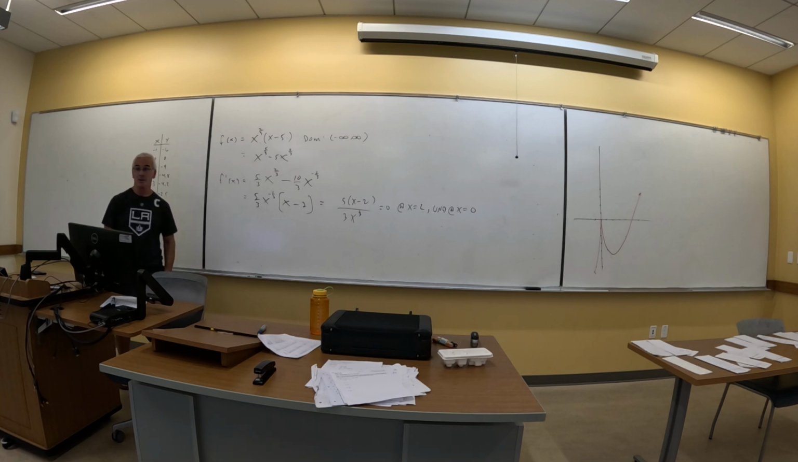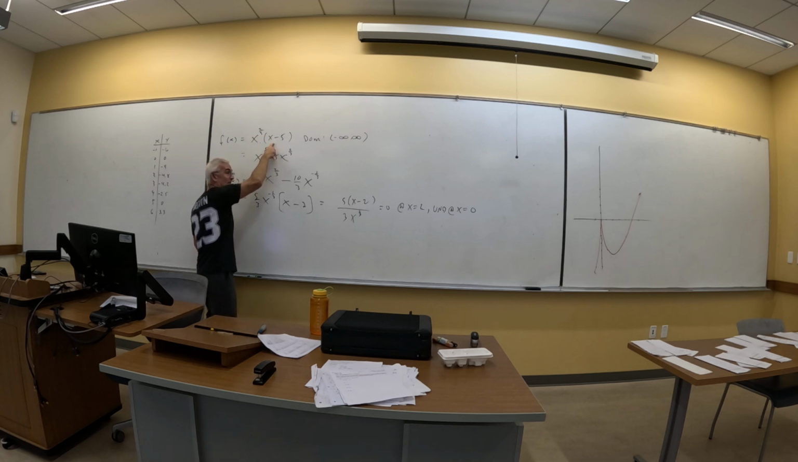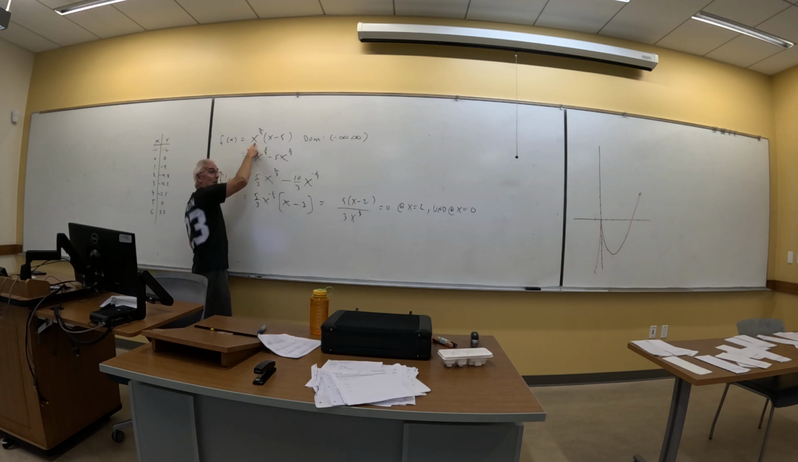Because I'm squaring something. As x grows without bound, that's growing without bound positively, that's growing without bound positively, it's going forever up. As x goes negative forever, this is growing without bound positively, but this is growing without bound negatively, so it's going down, positive times negative. I could have figured that out without drawing a single point.